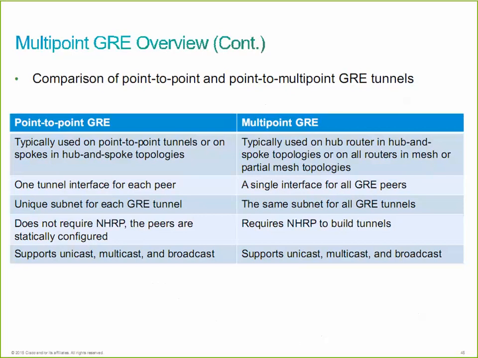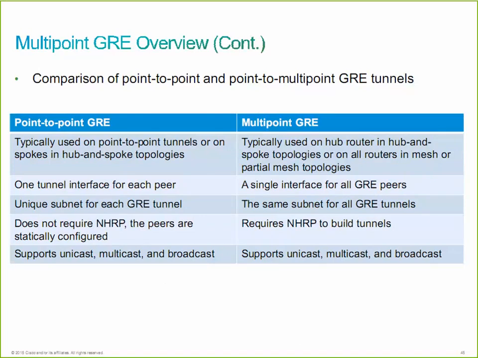In a point-to-point GRE configuration, which, by the way, we typically use for very simple point-to-point tunnels, the goal here is to emulate basic point-to-point WAN links. Even if it's a hub-and-spoke VPN, it still would be point-to-point WAN links. So on each device, there's a separate GRE tunnel interface that gets configured and mapped over to a GRE peer. Each of those tunnels requires a unique IP subnet. We don't have to use NHRP because both the tunnel destination and the tunnel source are statically configured, and it's going to support all of our different traffic types: unicast, broadcast, and multicast.